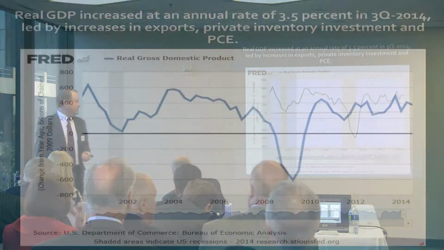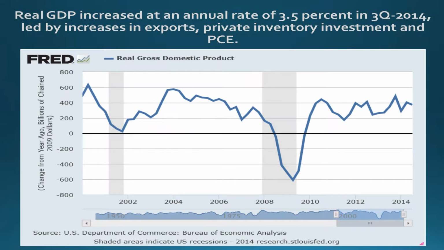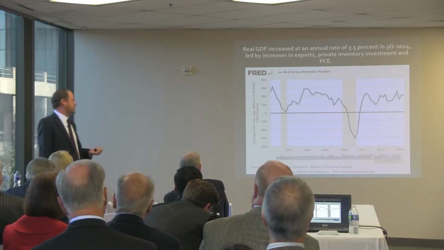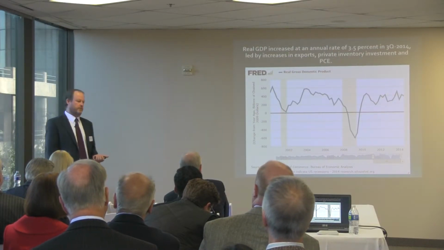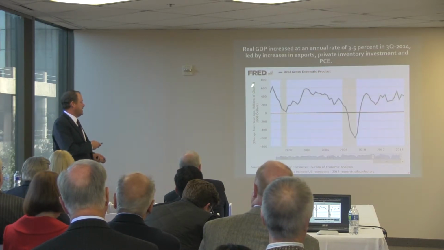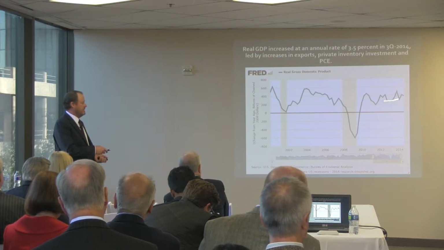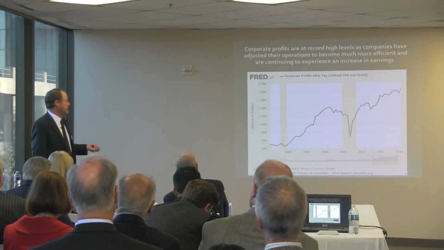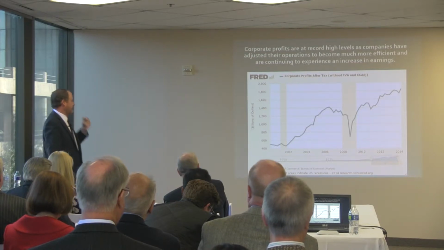Here's our economy. Here's GDP. GDP, gross domestic product, which is a measure of output of all goods and services in the United States, is growing at an annual rate of 3.5% as of the third quarter, which is the most recent data. And that has been led by increases in exports, private inventory investment, and personal consumer expenditures, which we looked at earlier. And you can see these are changes from the prior year, but you can see it's growing, it's positive. Big recession here, and we're back on trend for economic growth, although it's been slow, but we are definitely growing again.